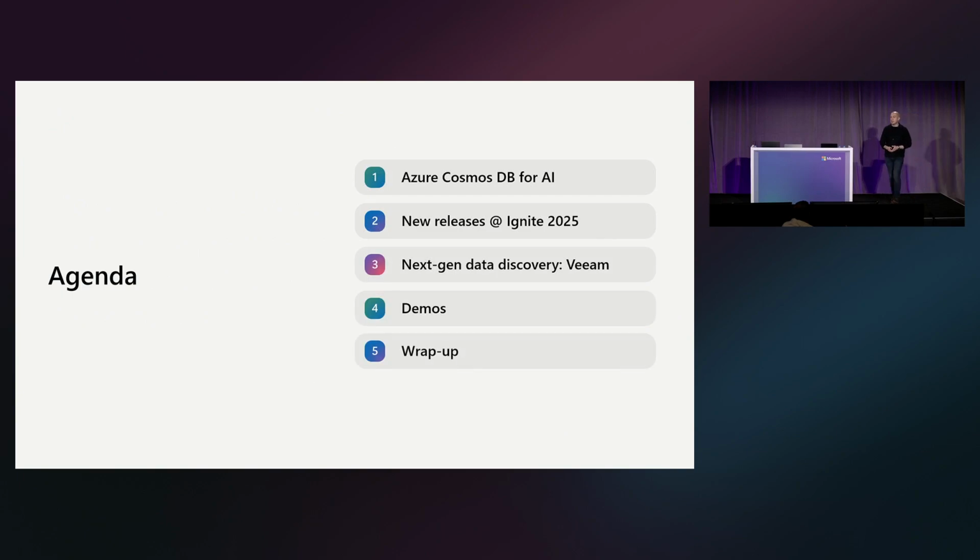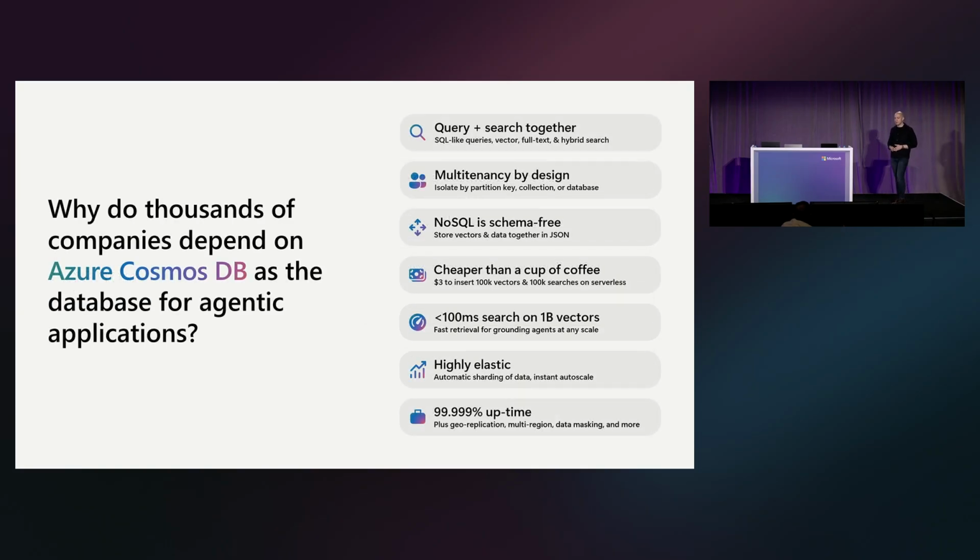So let's get started. We're going to start by talking briefly about Azure Cosmos DB for AI, and why it's a fantastic database for your AI and search workloads. We'll quickly cover some of the new and exciting releases with regards to semantic search that we had here at Ignite. Then we're going to hand it over to James and Zach to do a deep dive into the next-gen data discovery platform for Veeam. We'll have a sneak peek at a private preview feature for Cosmos DB, and then we'll do a quick wrap up here.